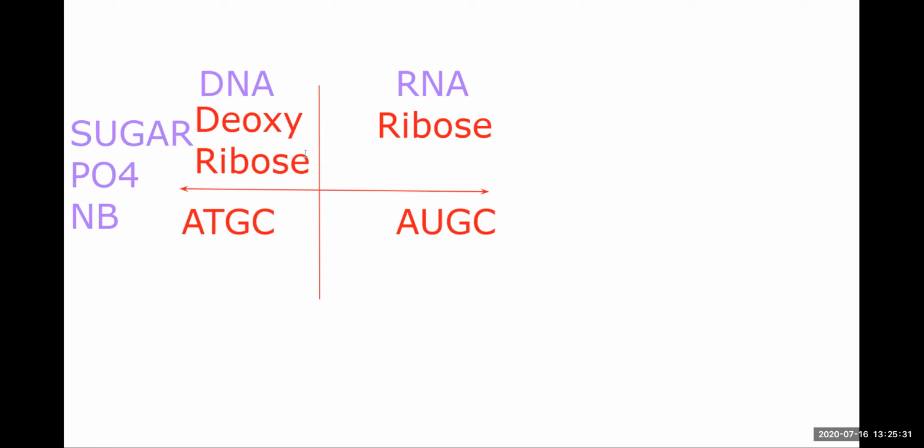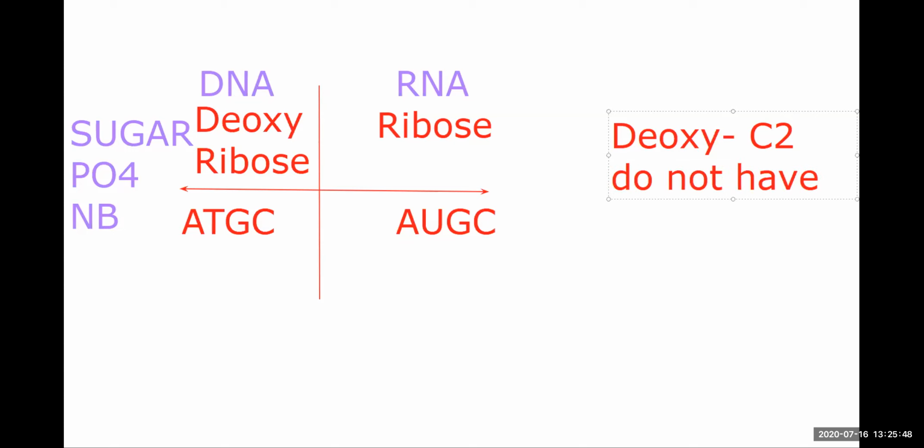Now let's go more deep. Let's look at the difference between deoxyribose and ribose. In deoxyribose, carbon number 2 does not have an oxygen atom. In DNA, deoxyribonucleic acid, the sugar on the second carbon atom doesn't have oxygen, whereas ribose has oxygen.